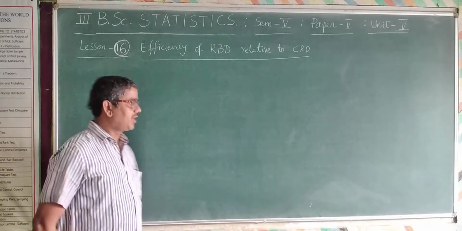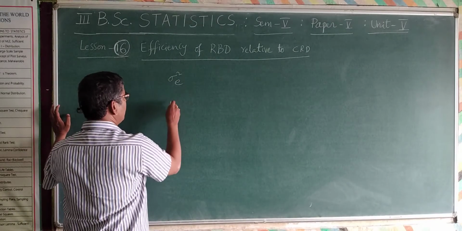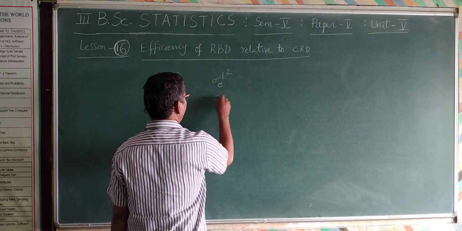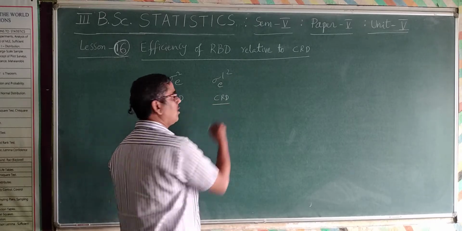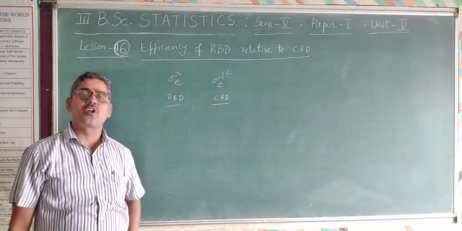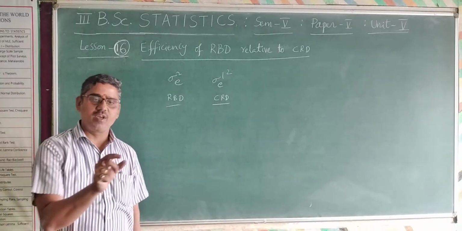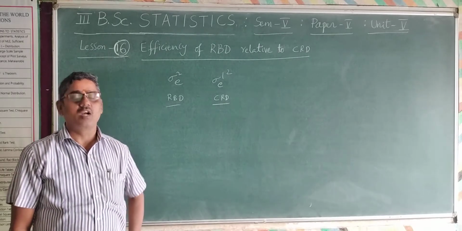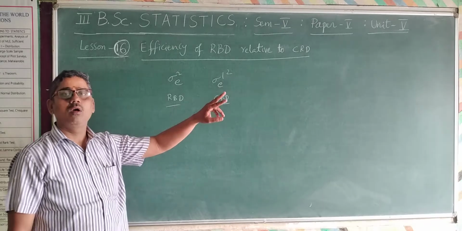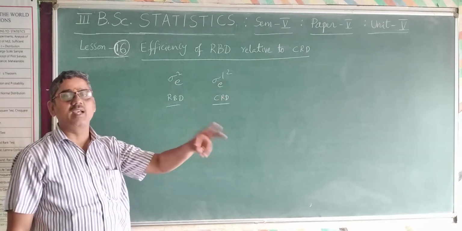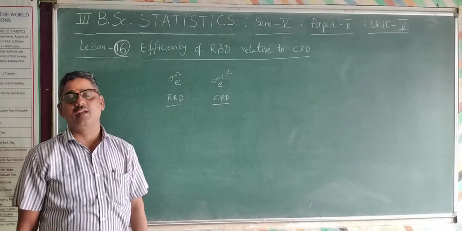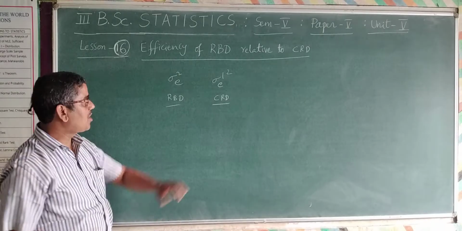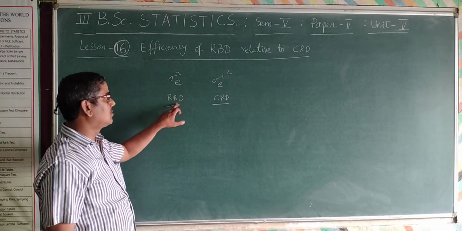Similarly, I consider sigma square E as the error variance for RBD and sigma dash square E as the error variance for CRD. That's what we have learned in CRD and RBD. Sigma square E is one such error variance. Because now we have two designs, CRD and RBD, I have considered separately for CRD sigma dash square E, for RBD sigma square E.